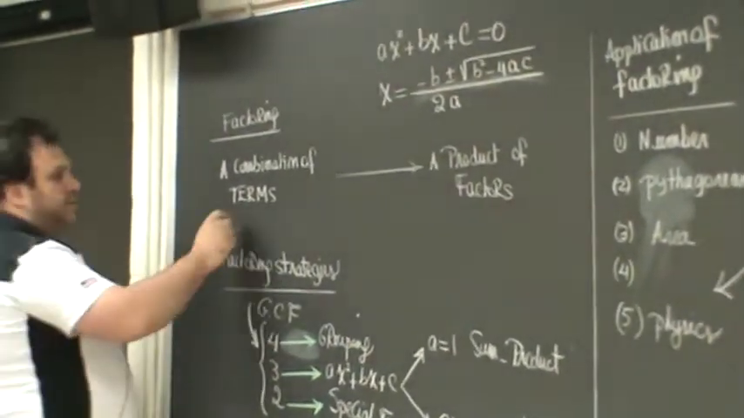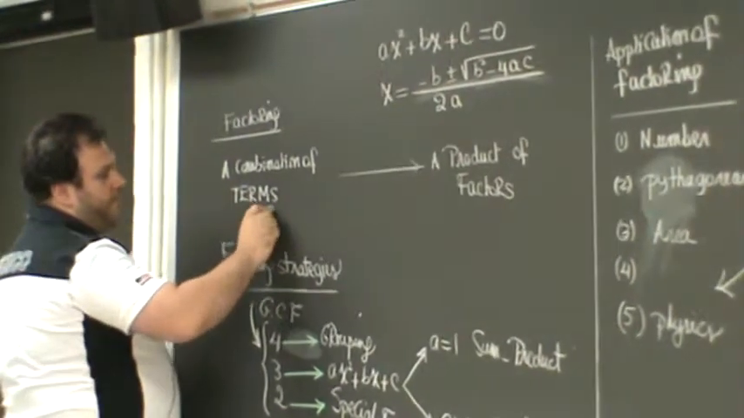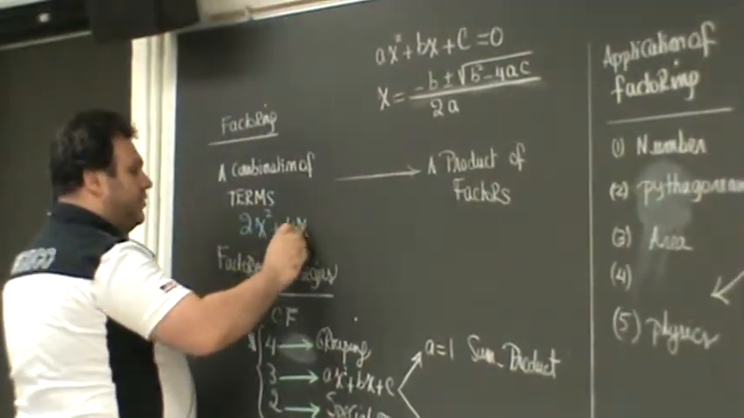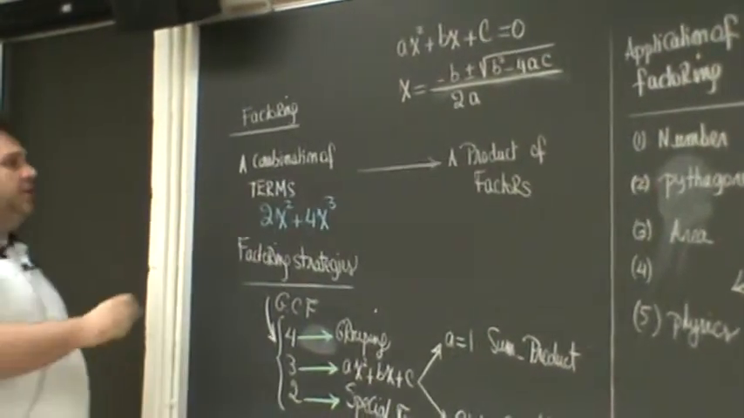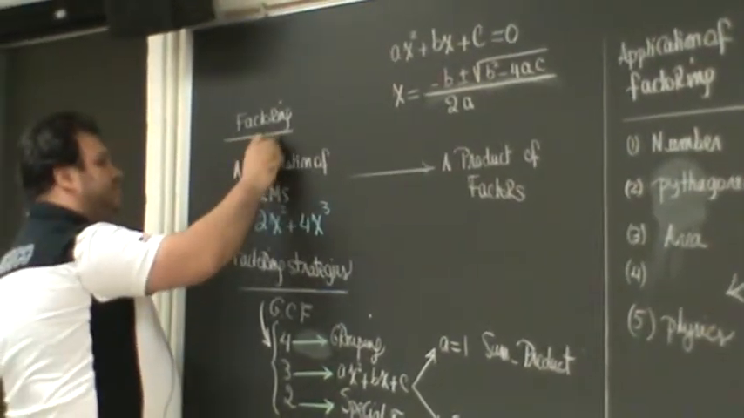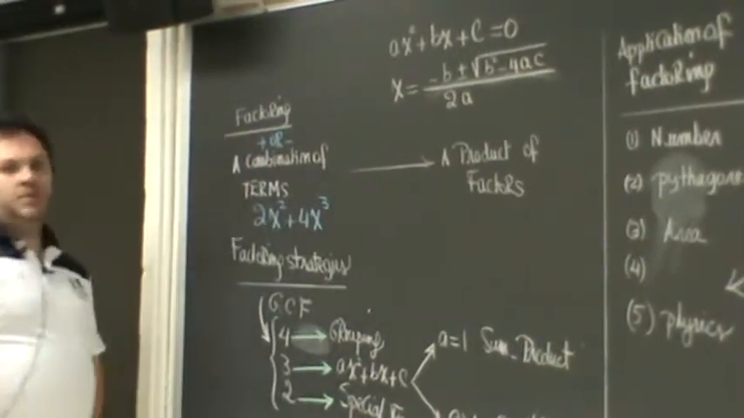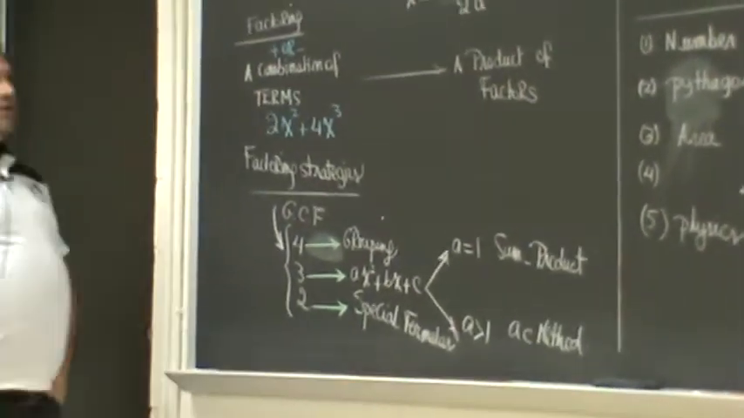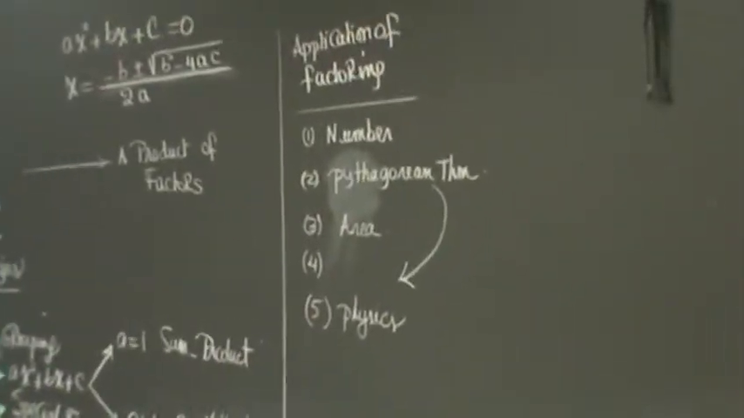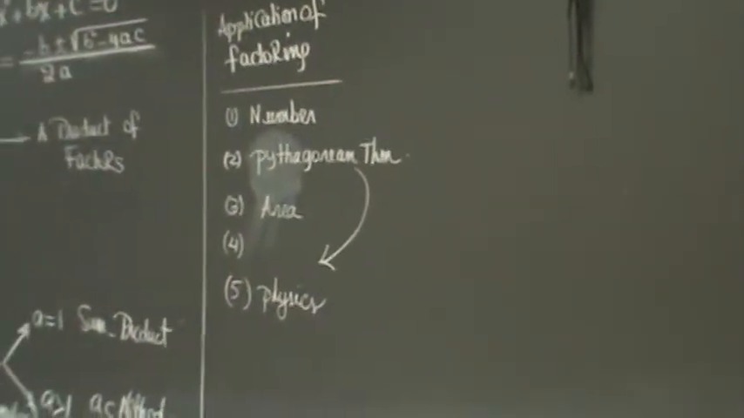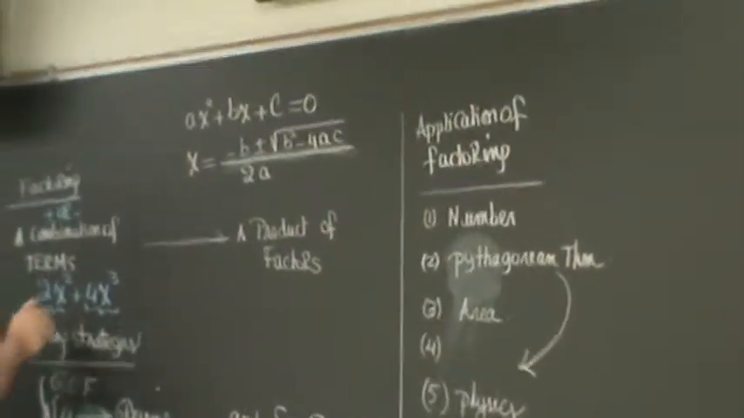A classical example, 2x squared plus 4x to the third power. When we say combination, we know it's only addition or what? Only addition or what? Multiply. Subtraction. And definitely here we have two terms, 2x squared and 4x to the third power. We need to factor out those two terms. Well, it looks like we can factor out the GCF, right? What's the GCF here that we can factor out?